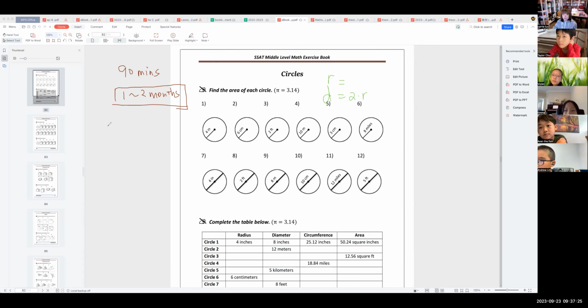That would be good. Okay, so everybody, the area of the circle is what? I want to ask Evan, the fish.